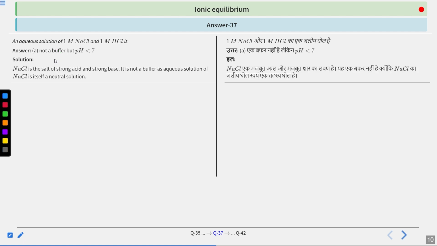So what we know is that NaCl is a salt of strong acid and strong base. For a solution to act as a buffer, the salt should be of a weak acid and strong base, or weak base and strong acid, or weak acid and weak base. These three conditions are possible, but it is a salt of strong acid and strong base, so it cannot act as a buffer. This is itself a neutral solution, right? So the pH decrease is coming from the strong acid, which is 1 molar HCl. So its pH will always be less than 7.